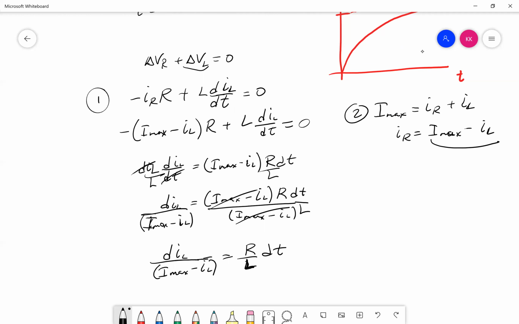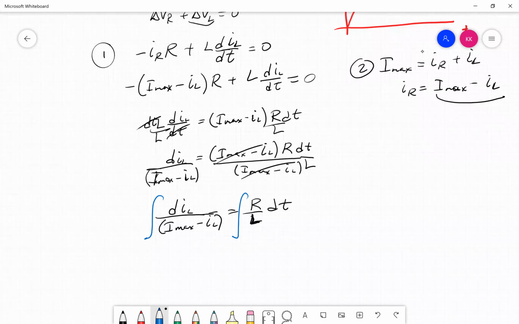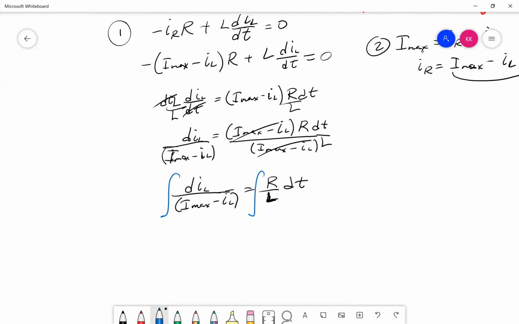That's what I have right now. From here, I'm going to integrate both sides and find the solution of this. The right side of the equation is relatively straightforward. R and L are constant, so it's going to be R over L times the integral of dt, which is just R over L times t.